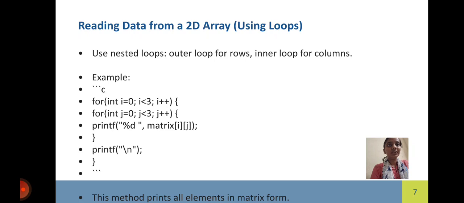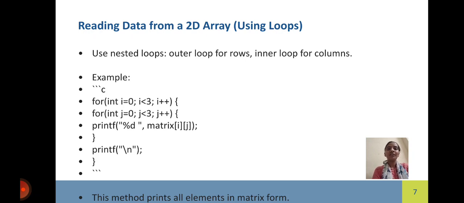Reading data from a 2D array. Here is the example for the 2D array. Use nested loops. Outer loop for rows, inner loop for columns. Example in C language. For integer i equals 0, i less than 3, i plus plus. Here i refers to the rows.